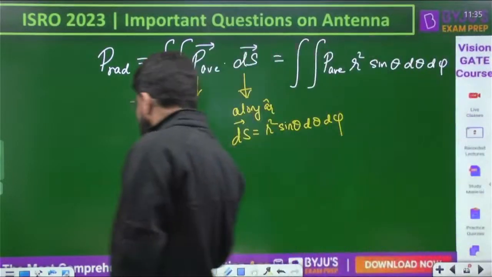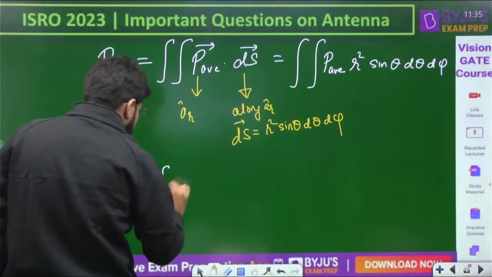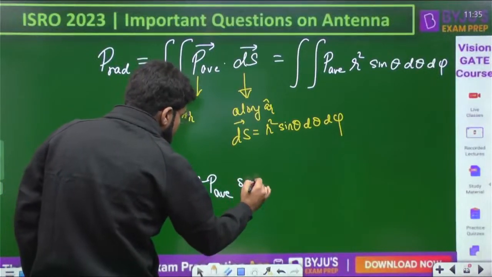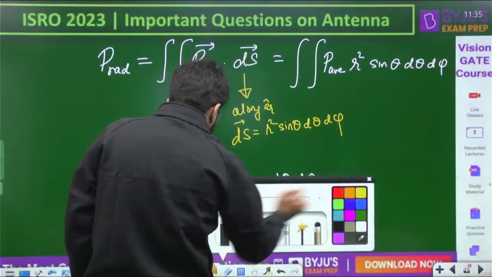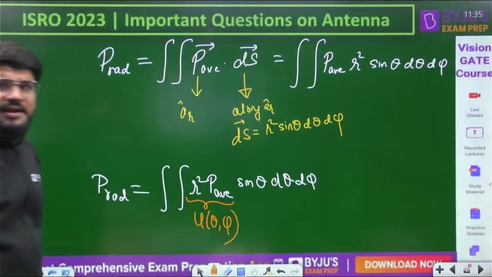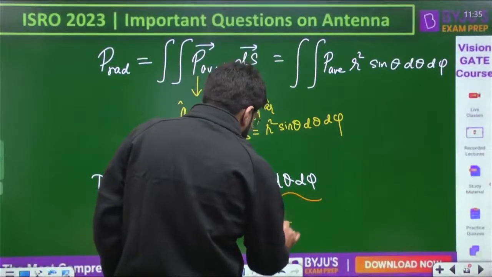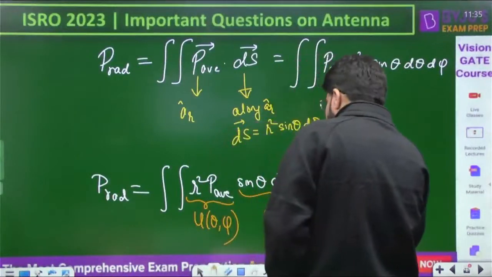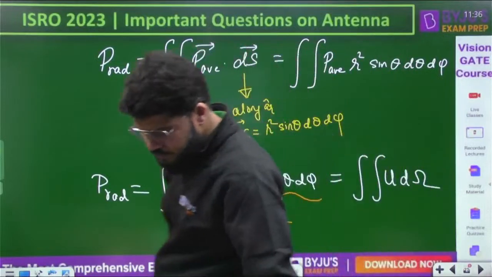Let me write this once again. The power radiated by the antenna is then given by the double integral of r square P average sine theta d theta d phi. And here, this r square P average is what is the radiation intensity, I already told you. And this is known as the differential solid angle d omega, where omega is the three-dimensional solid angle, and in short we write this formula as U d omega.